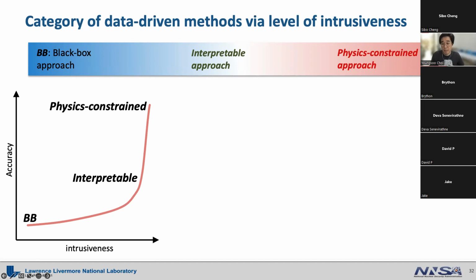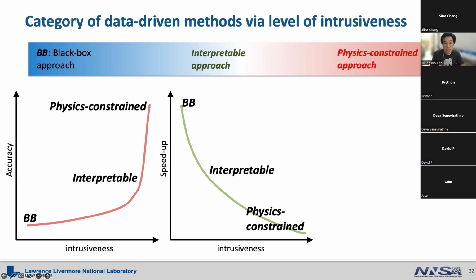Roughly speaking, more intrusiveness means more accuracy. So the intrusive physics constrained reduced order models are more accurate than the black box approach if the same amount of data are used. On the other hand, more intrusiveness means less speedup. So the black box methods are faster than the intrusive reduced order models in general.